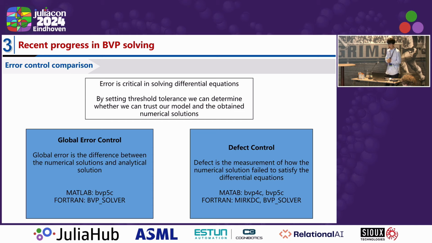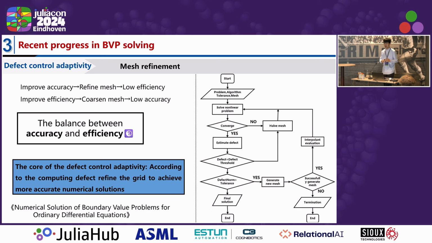The packages that use defect control are BVP4C and BVP5C in MATLAB and the MIRKDC BVP solver in Fortran. In the 2023 GSoC project, I implemented the defect control adaptivity for the MIRK methods. The basic workflow can be checked from the documentation on numerical solutions of boundary value problems. Or you can just check out the GitHub PR for the details of implementing this feature.